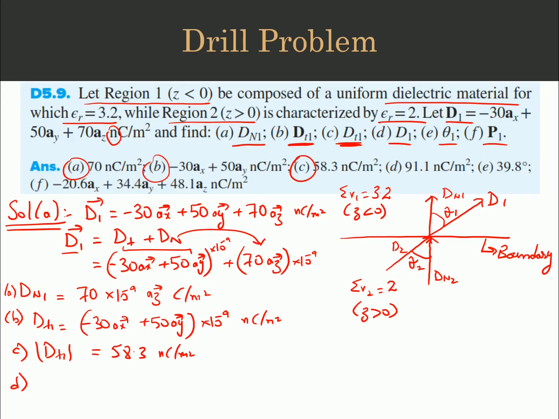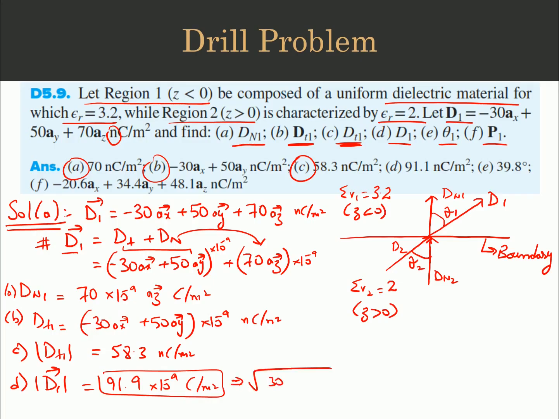What about the fourth part? You need to find D1, which we already know. If you want to find its magnitude, you just take the square of all three terms. The answer will be 91.9 into 10 raised to power minus 9 coulomb per meter square. That's it. So what we did for D1 is take the square root of 30 squared plus 50 squared plus 70 squared, and this is how we got the answer for D1. So this is part D. What is part E?